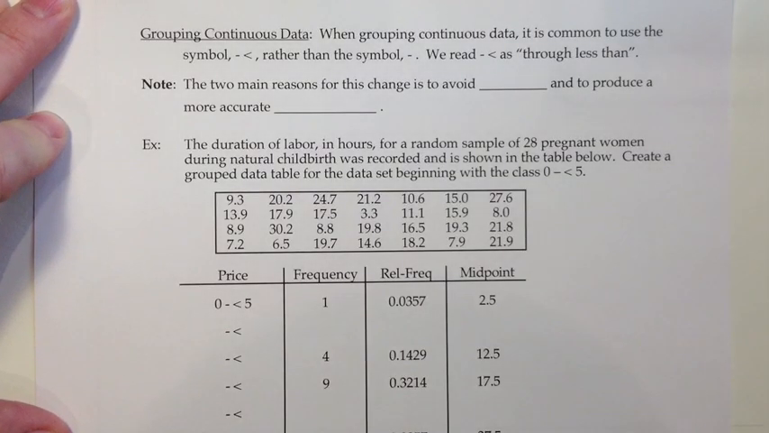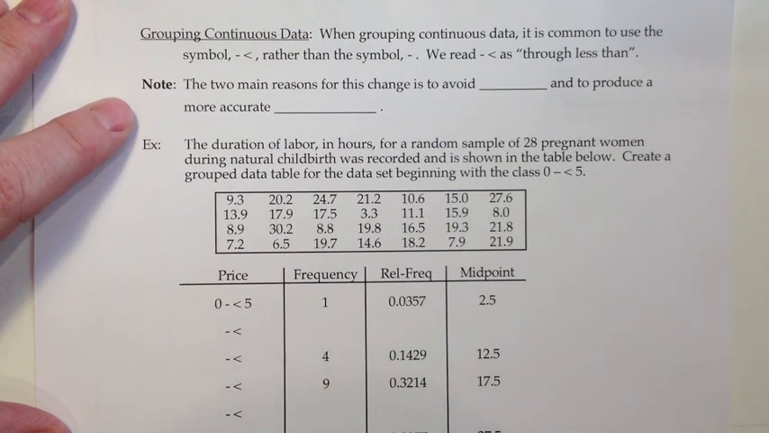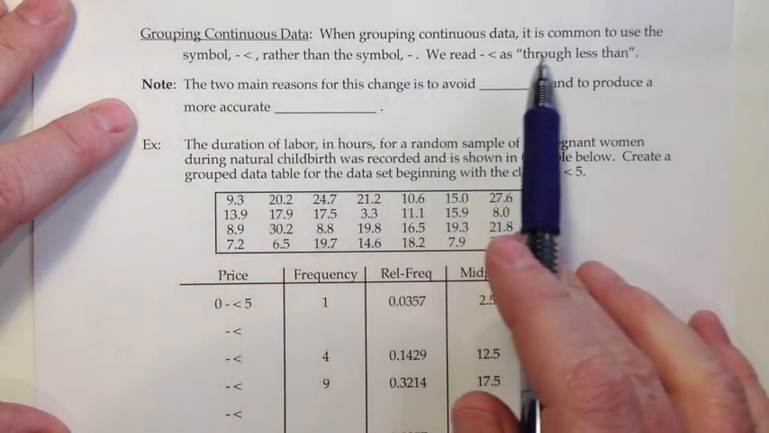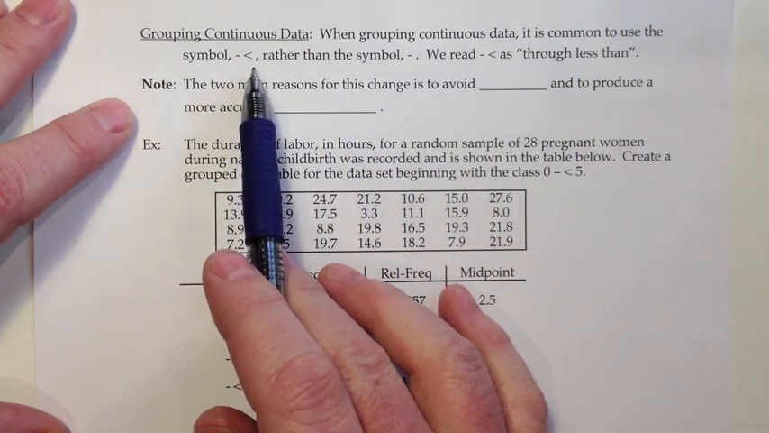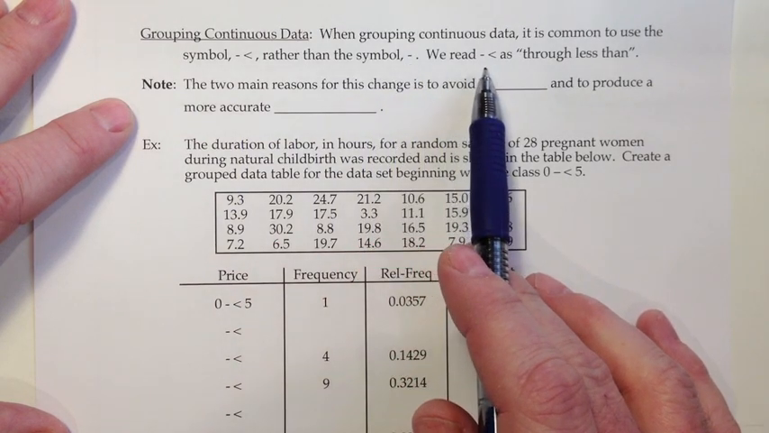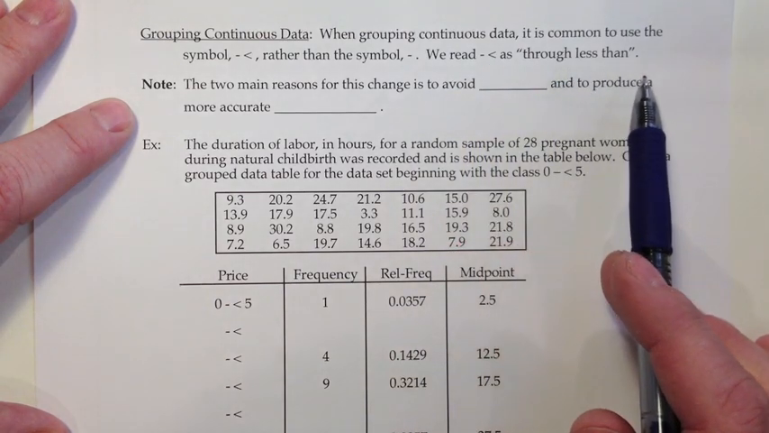Okay, so we're looking at section 2.1, and on the previous page we looked at grouping a discrete data set, and now I want to show you how it's different if the data that we're grouping is continuous. If we're grouping continuous data, then it's common to use the symbol "through followed by a less than" rather than the "through" symbol by itself, and we're going to read this as "through less than." So just "through" followed by "less than," just like it looks.